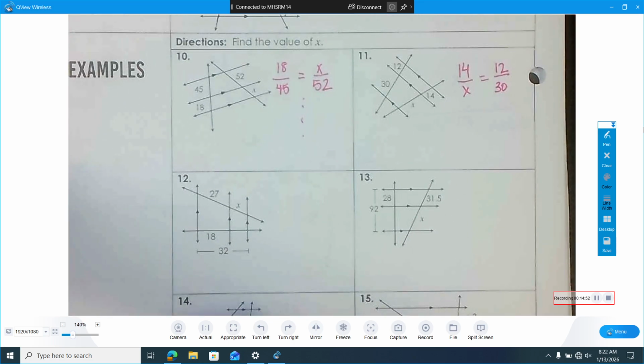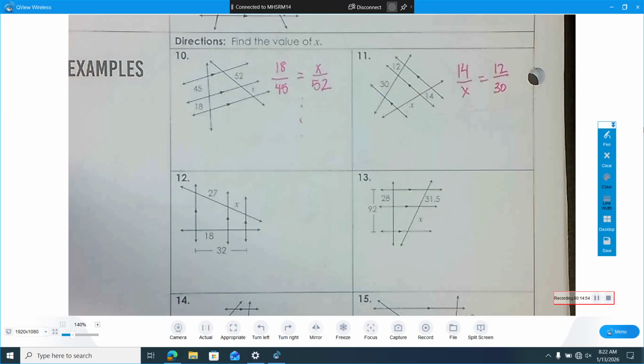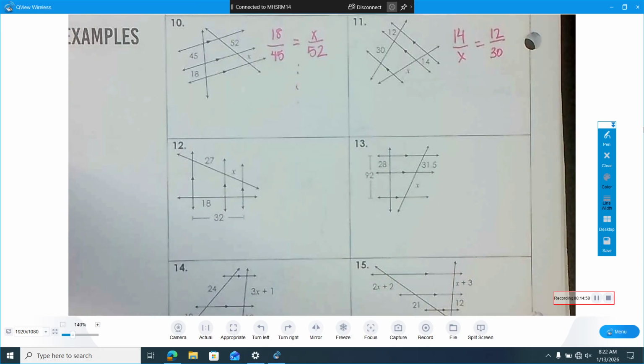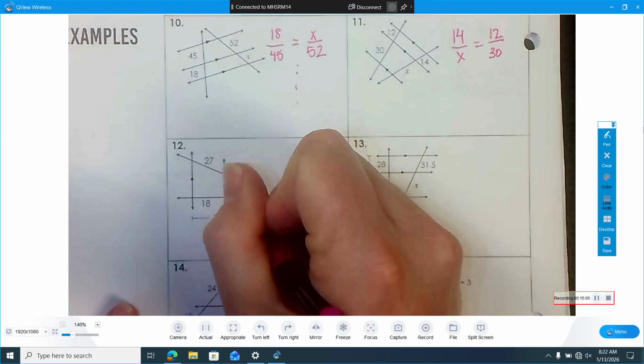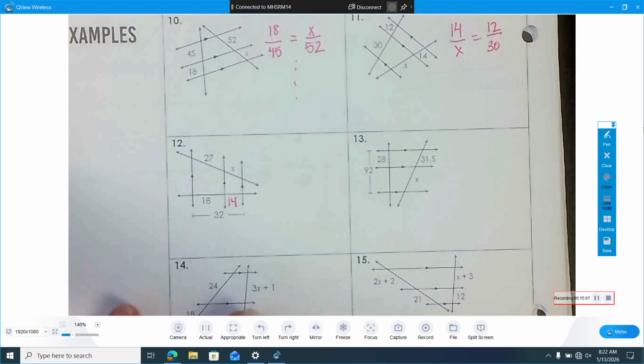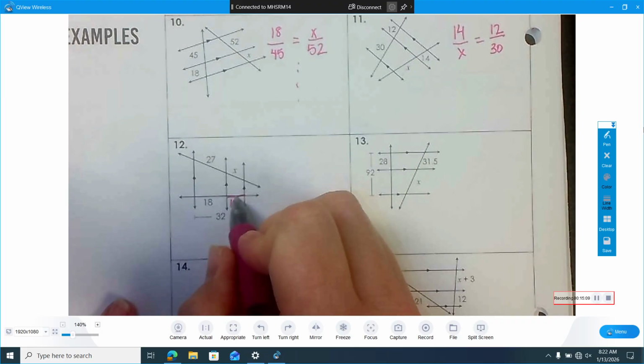All right. Clayton, you got a confused look on your face. You got it? Yeah? Okay. What should we do with number 12? Subtract 18 from 32. That's 14. Oh, that makes sense. Good. All right, we definitely always need the little parts for this.